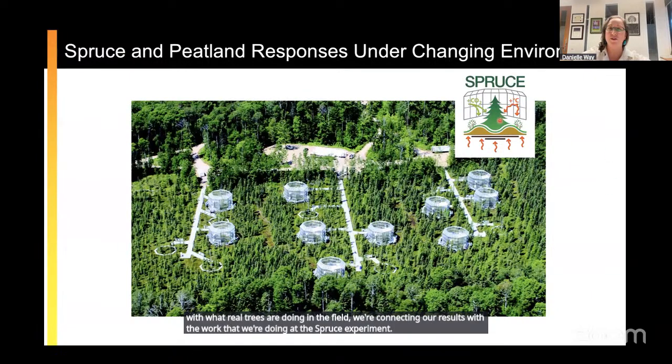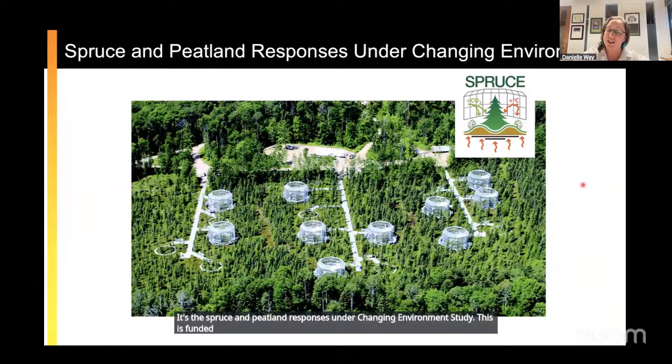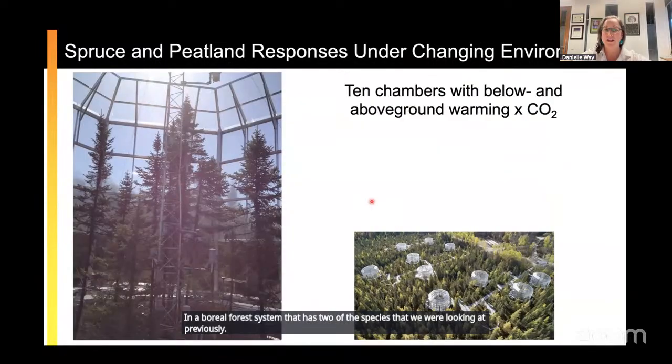And so for those of you who've never heard of spruce, it's the Spruce and Peatland Responses Under Changing Environments study. This is funded by the US Department of Energy, and it's a large-scale experiment in Minnesota with open-top chambers that you can see here in a boreal forest system that has two of the species that we were looking at previously. So this is a close-up of what that looks like if you're inside one of these chambers.